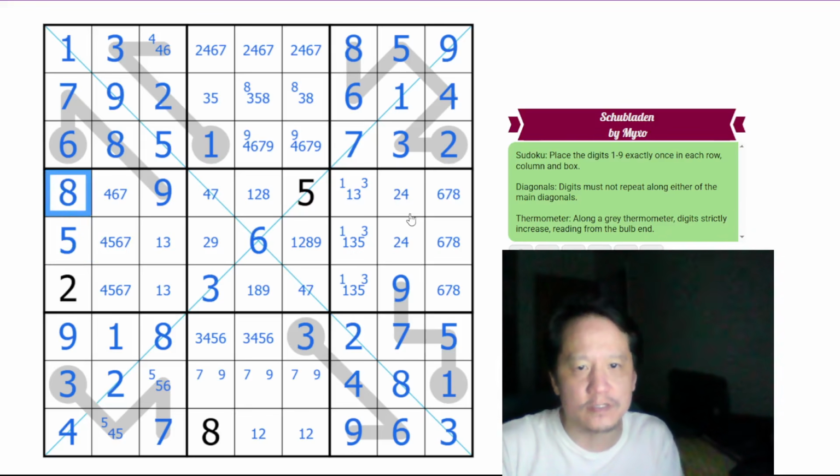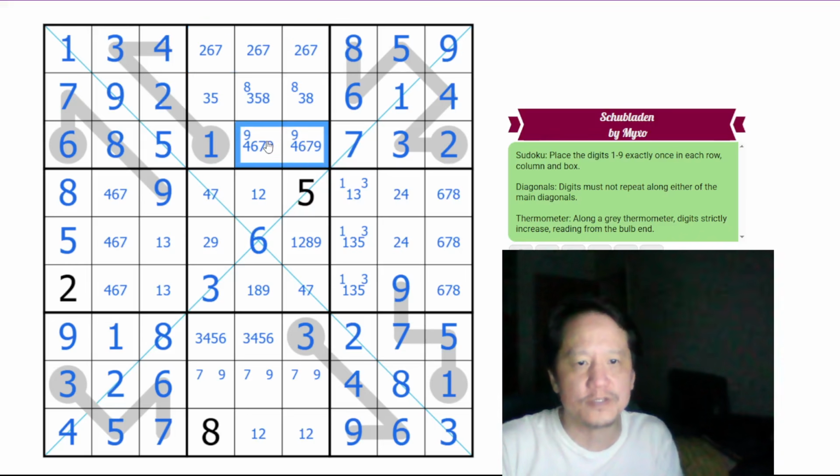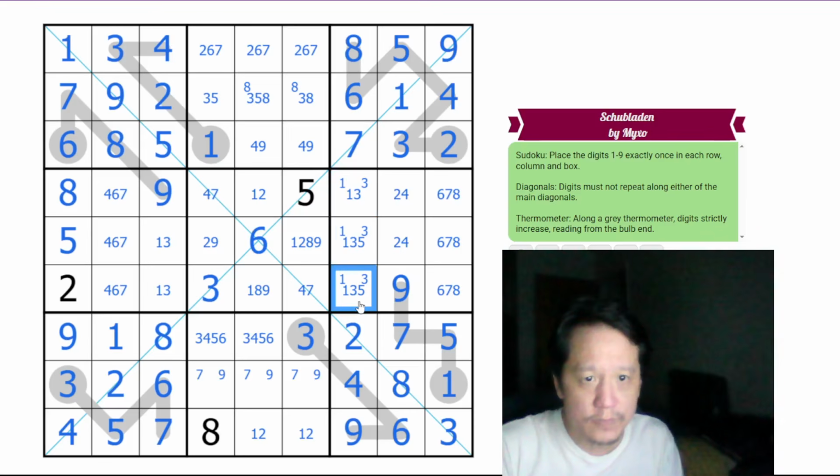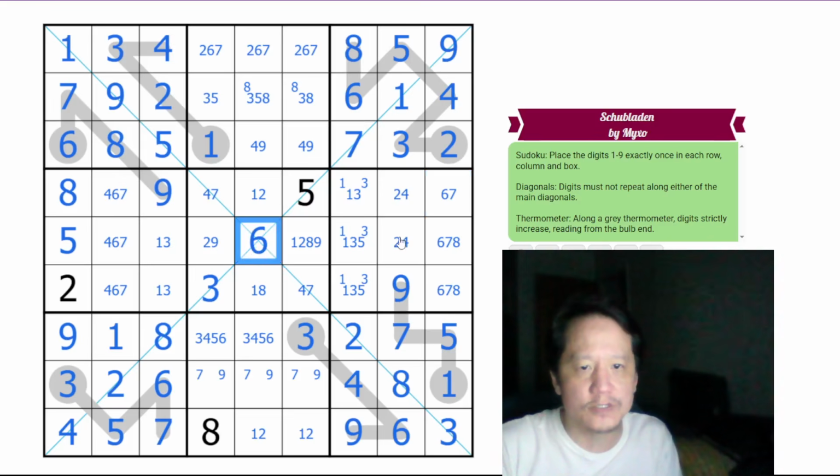This is 8, which eliminates 8 here. No 5 here. This 4 eliminates 4 here, so it's 5. This is 6. 6 eliminates 6 here, so it's 4. No more 4 here. This is a 4, 9 pair now. Not 7, 9, 4, 9. 9 eliminates 9 here. 8 eliminates 8 here. 6 eliminates 6 here. No 6 there.